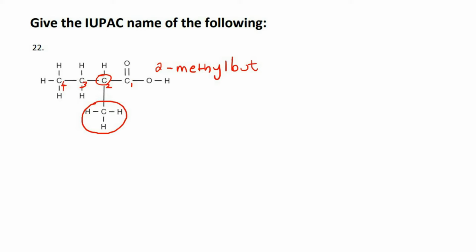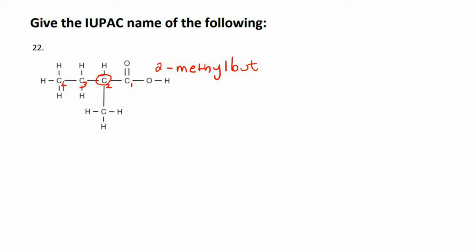Okay. Now we need to think about what type of molecule this is. Is it an alcohol, alkene, ester? Well, what you should identify is that it's got the O, double bond O, with the OH. That is a carboxylic acid.